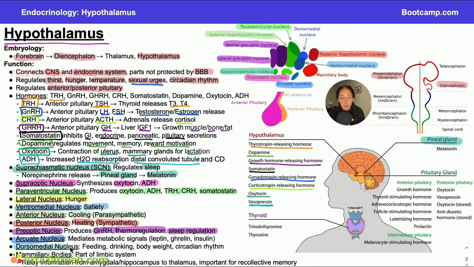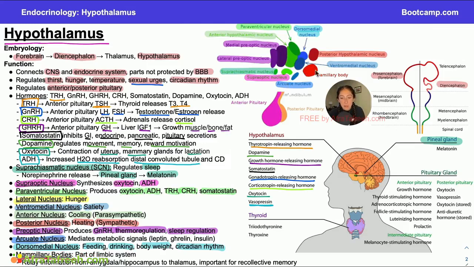Next, we'll talk about your dorsomedial nucleus. Your dorsomedial nucleus is going to be located right up here. And your dorsomedial nucleus is responsible for a lot of your feeding, drinking, body weight, and circadian rhythms. So it's got a lot going on. It's kind of involved with almost all of the key functions of the hypothalamus, so definitely an important one to be aware of.